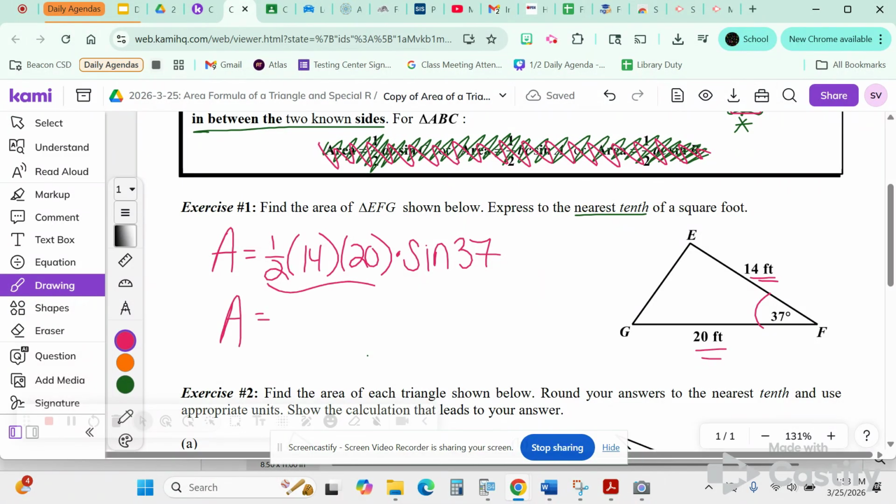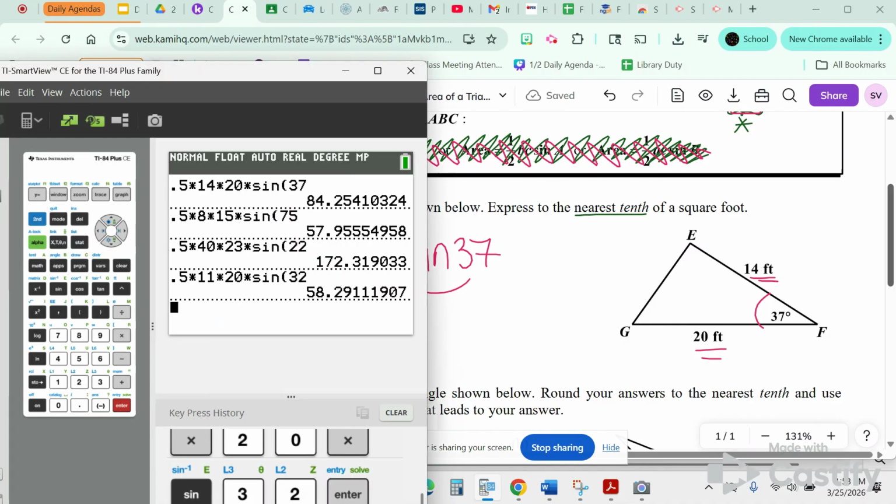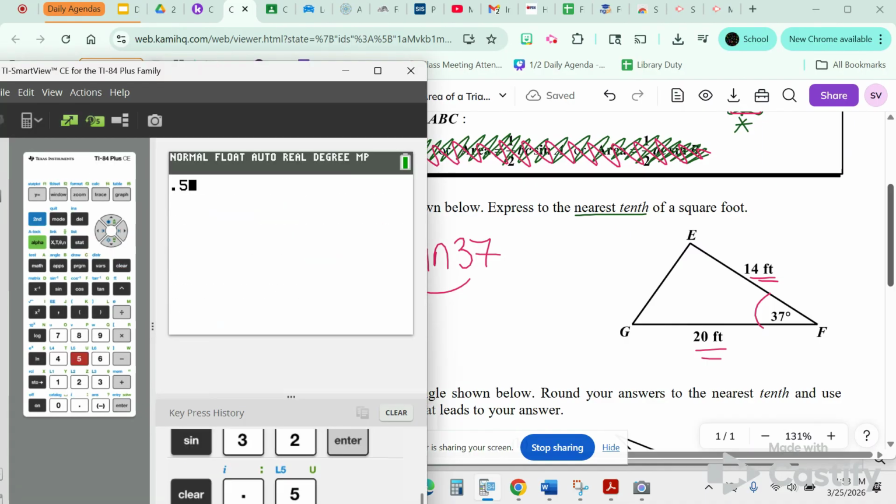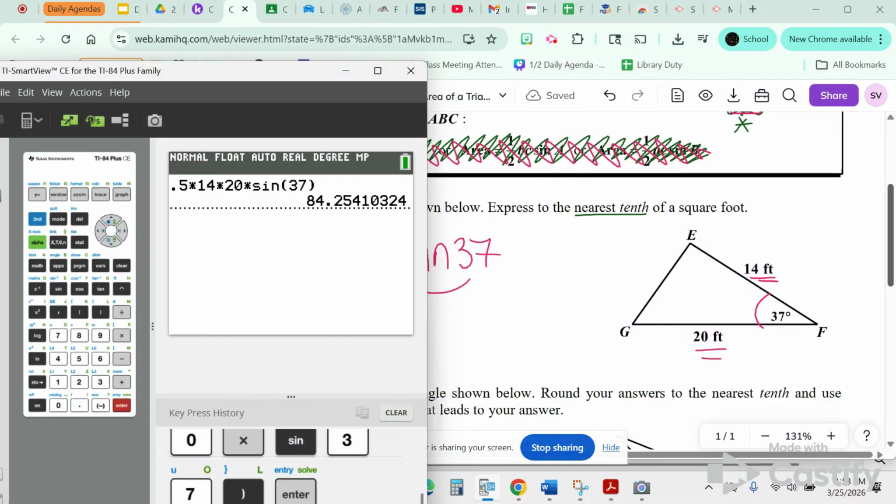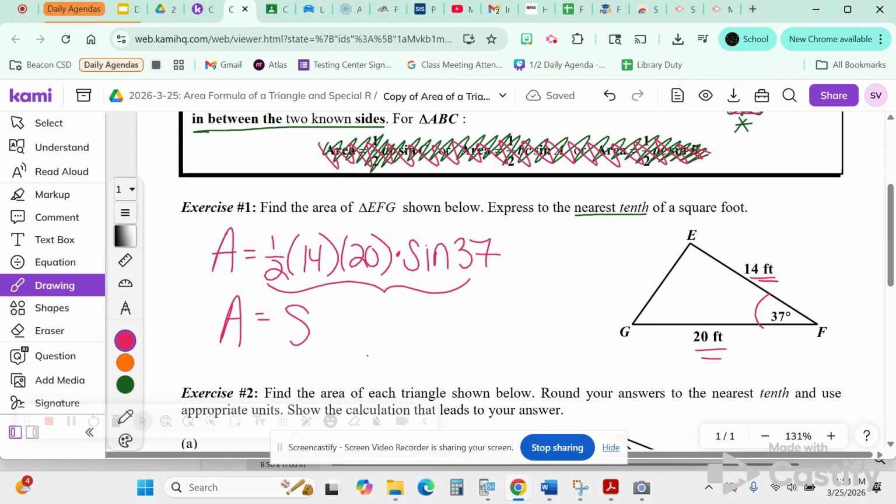So we're going to plug this directly into our calculator exactly how it looks. Pull that up. So we've got 0.5. I always type in 0.5 instead of the 1/2. It makes life a lot easier. So I got 0.5 times 14 times 20 times sine of 37, and I get 84.25. So if I'm rounding to the nearest tenth, that's going to be 84.3. And my units are feet, and when we're finding area, it's going to be feet squared.